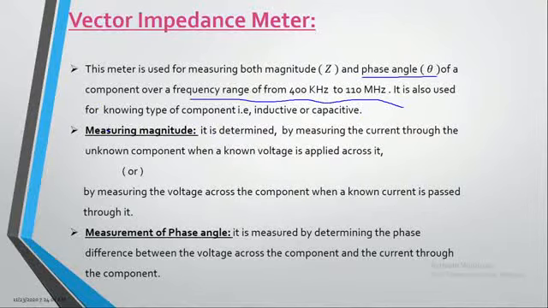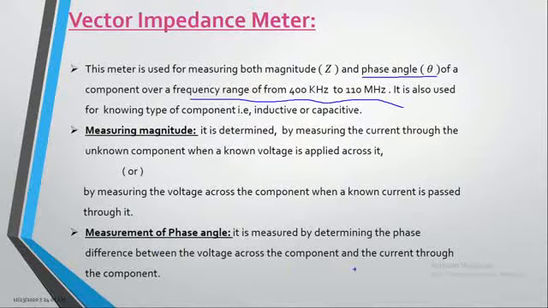So the next one is measuring magnitude. How to measure the magnitude of a particular unknown element? It is determined by measuring the current through the unknown component when a known voltage is applied across it, or by measuring the voltage across the component when a known current is passed through it. Another one is how we measure the phase angle. It is measured by determining the phase difference between the voltage across the component and the current through the component. That's what I told you, right?